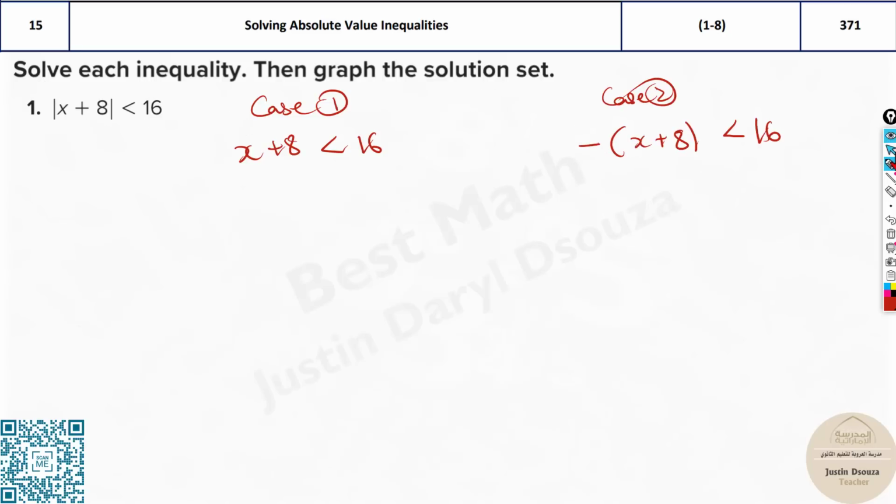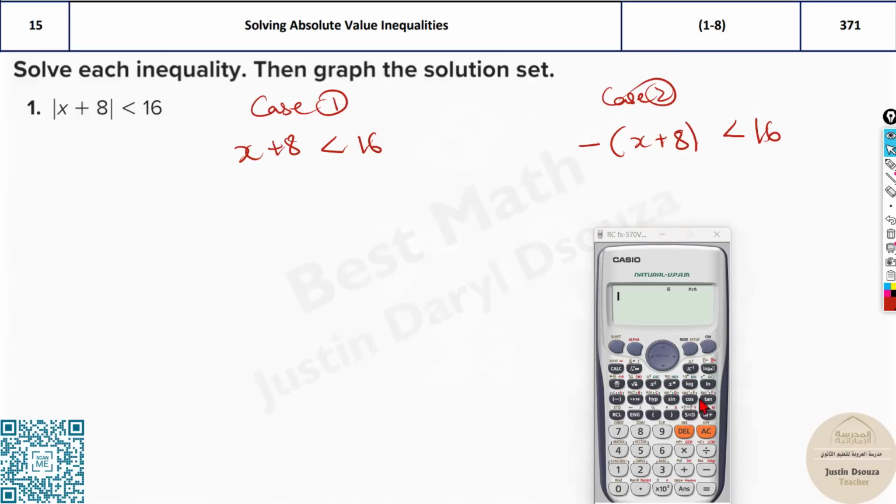That's it. So now we'll take our calculators. Here, let us type it out. x plus 8, instead of the inequality, press equal to 16. Let's shift and solve, and the answer over here is 8. So x is less than 8. The inequality symbol doesn't change.